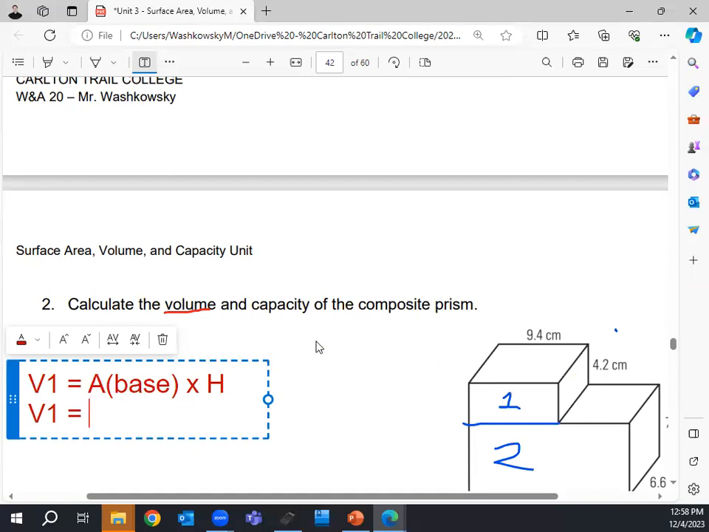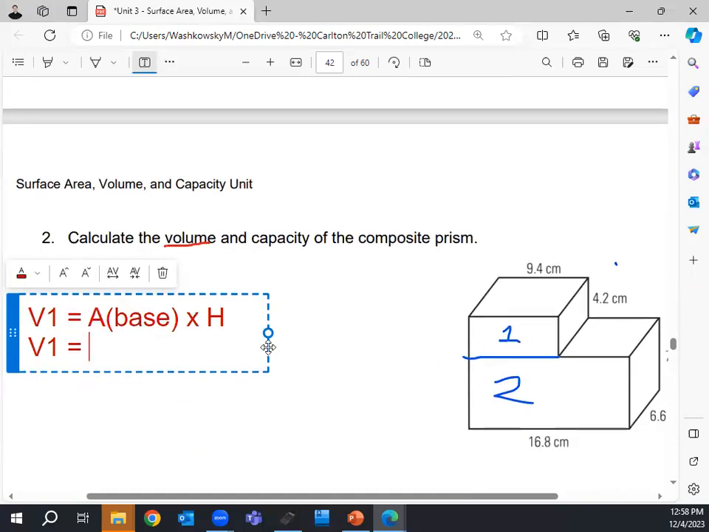So what's my base of shape 1, the top one there? So what shape is it? Yeah, it's a rectangle, which means it's length times width, right? If I want to find the area of a rectangle, it's length times width. And then all I now need to do is times it by the height.